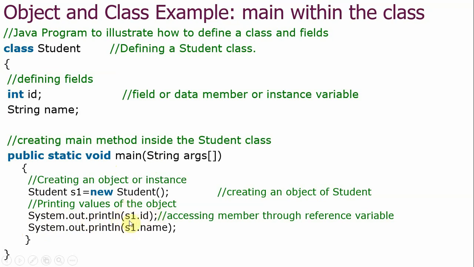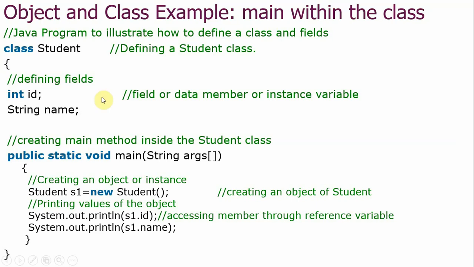In the parentheses, s1 is nothing but an object. So object dot id. Id is nothing but an instance variable. If those are in a method, we can print them directly, but if they are outside of the method and related to the class, they can be accessed with s1.id, s1.name. The dot is a member selection operator. We discussed this in operators, right? Member selection operator.